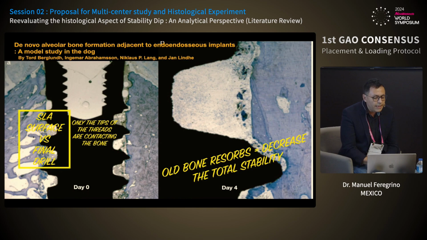As you can see, only the tips of the threads are contacting the bone. That means that the final drill was wider, and we don't have an intimate contact between the threads and the old bone. As we can see at day 4 in this really nice histological study, the old bone resorbs and decreases the total stability. That means that at the beginning, the stability depends on the contact between the threads and the old bone.